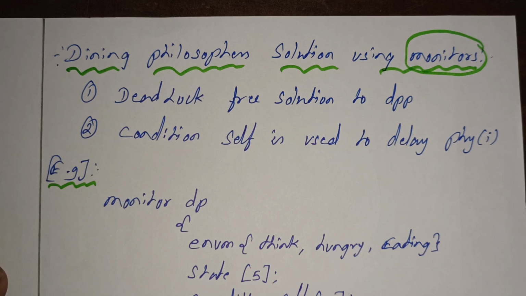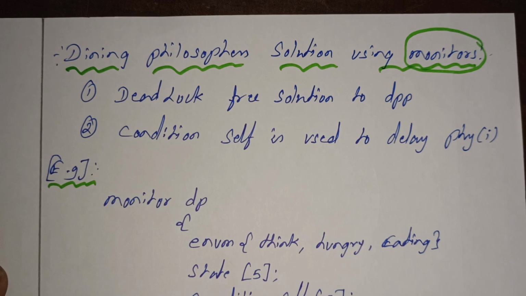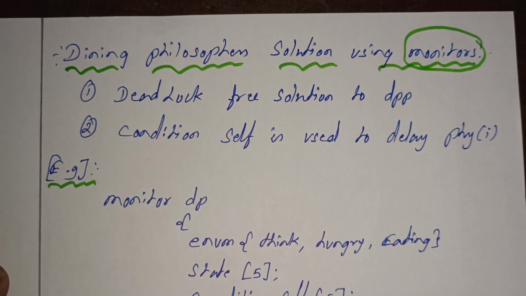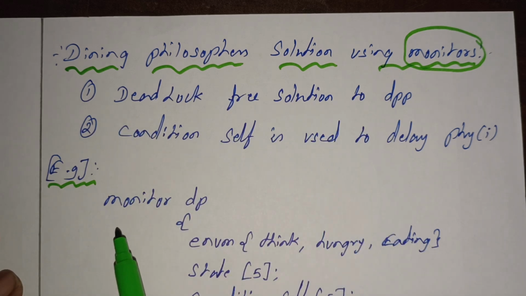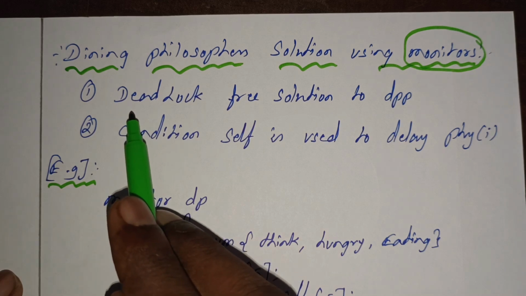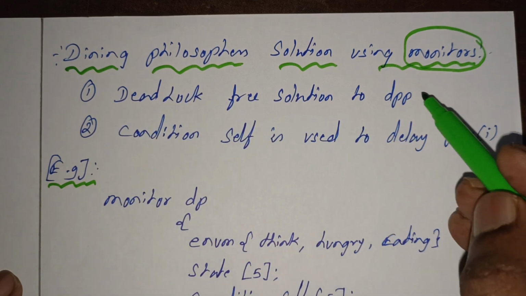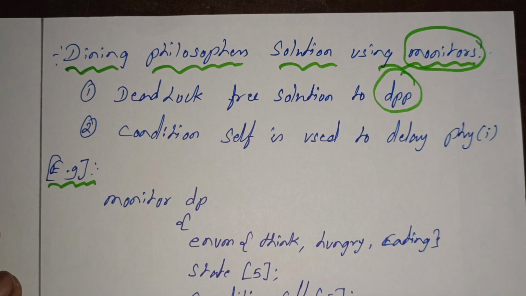How does the monitor work here? That is our process. Let's get into the topic directly. Here you can see that the dining philosopher problem has been solved with monitors, and a deadlock-free solution has been adopted for the dining philosopher problem using a monitor.